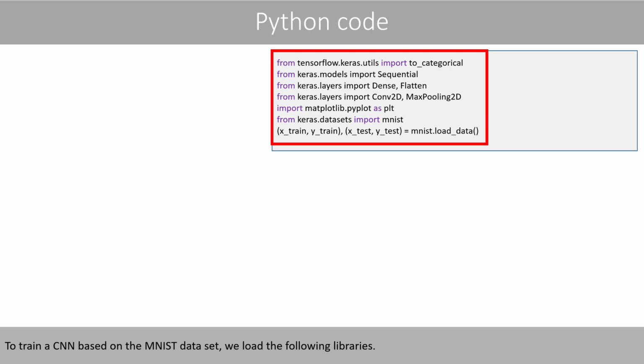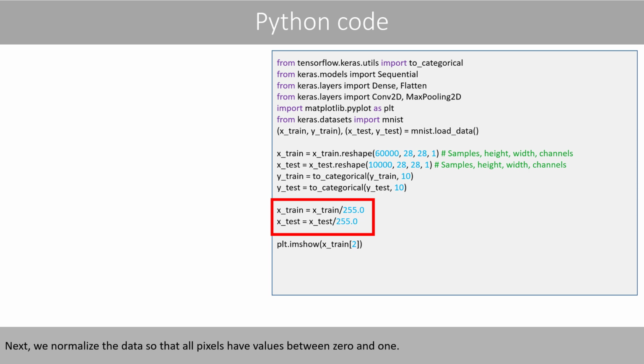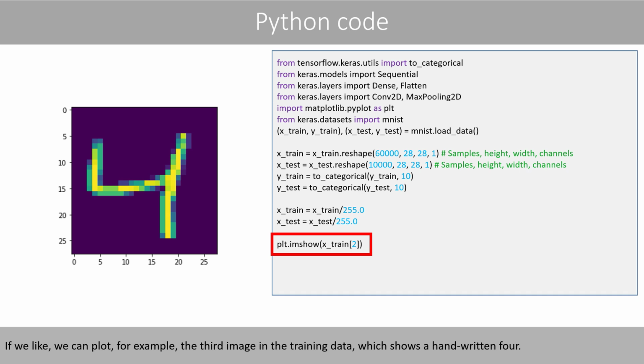To train a CNN based on the MNIST dataset, we load the following libraries. Then we set up the training data with 60,000 images and the test data with 10,000 images. Next, we normalize the data so that all pixels have values between 0 and 1. If we like, we can plot, for example, the third image in the training data, which shows a handwritten 4.